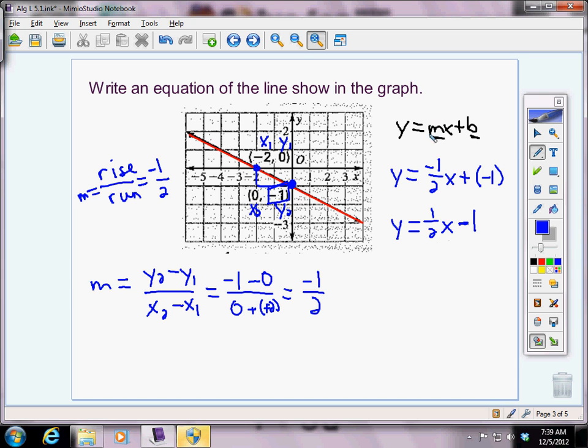Two things you need. You need your slope and you need your y-intercept. There's different ways to find slope, either by using a graph, rise over run, or by using our slope formula. And the y-intercept is just where it hits the y-axis.